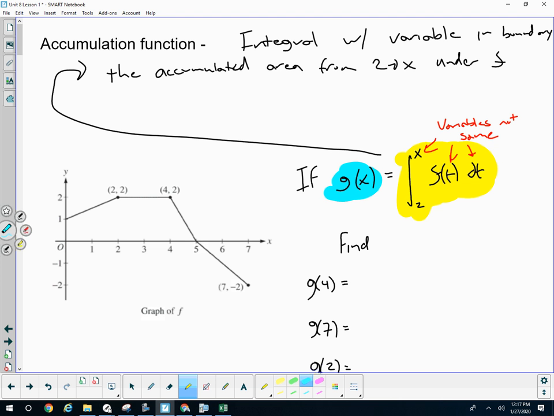First thing we're going to do is just evaluate values of g. So g of 4. Well, that 4 is replacing x. That's x right there. It's not replacing t, it's replacing x. So I will plug in 4 just where x is. I will not replace t with anything. It stays as f of t dt.